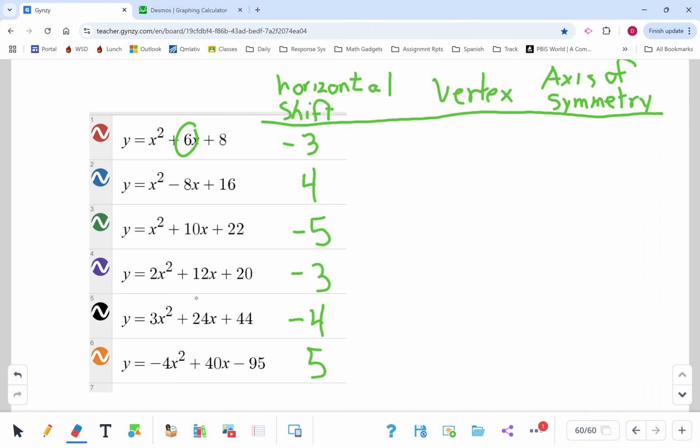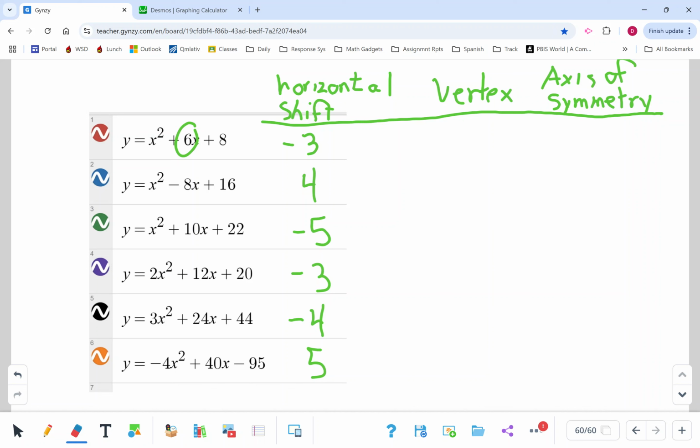Let's try this one. Half of 24 is 12, make it the opposite, you get negative 12, and negative 12 divided by 3 is indeed negative 4. So this one, let's try it. Half of 40 is 20. Make it negative, negative 20, and then negative 20 divided by negative 4 is positive 5. So we did actually figure out a pattern.